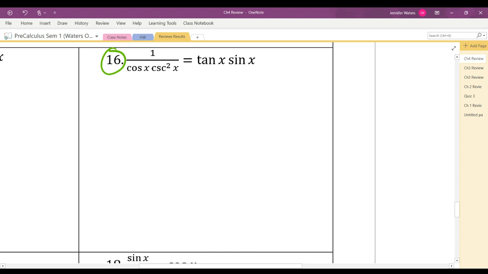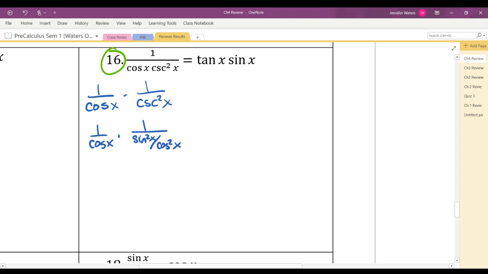Well, my left side is one large fraction. The first thing I'm going to want to do is split it up into pieces. This gives me cosine x and cosecant squared x. Now, cosecant squared is a more complex fraction, so we're going to break that one up into pieces as well. So this gives me sine squared over cosine squared.